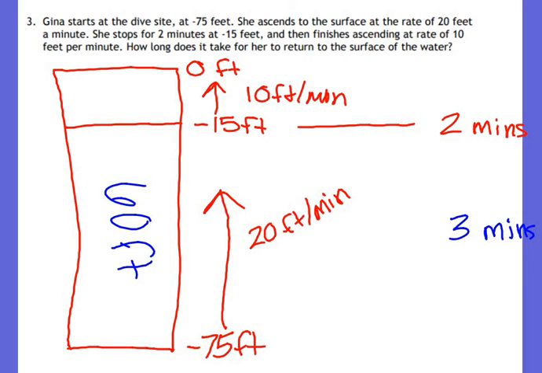Now I need to see how much time it takes her to ascend this section here. Well, what is the distance here? 15 feet. Okay, but this time her speed is 10 feet per minute. I found 3 by doing 60 divided by 20, so what's 15 divided by 10? 1.5 minutes. But what is that really? A minute and 30 seconds.